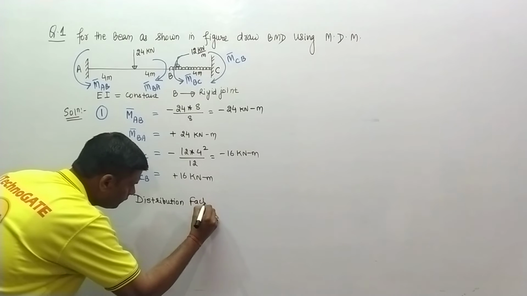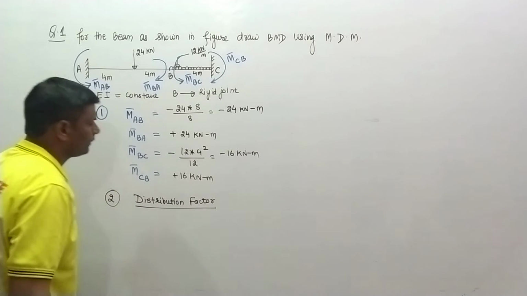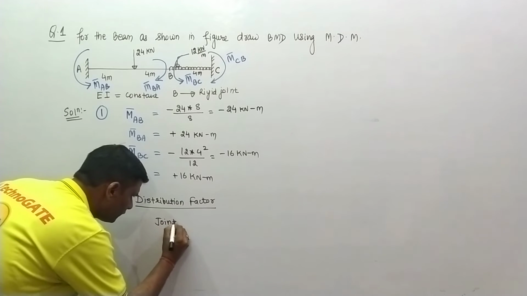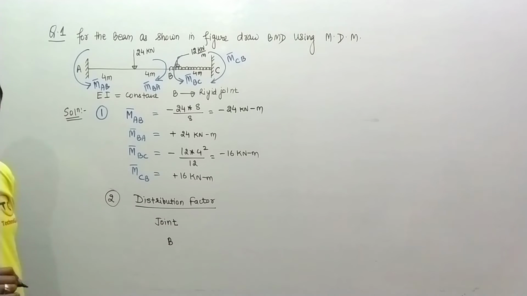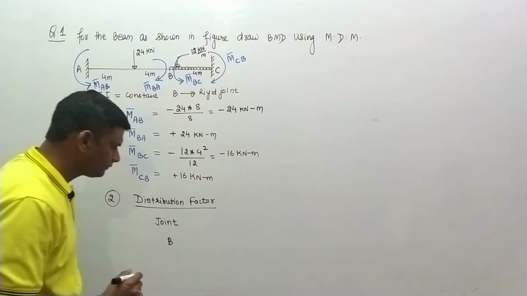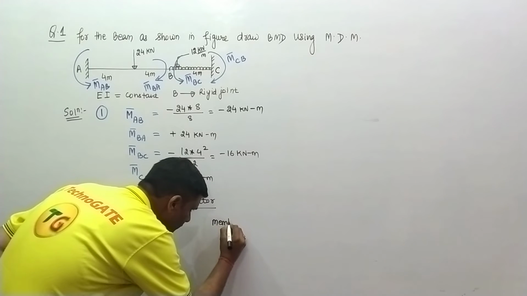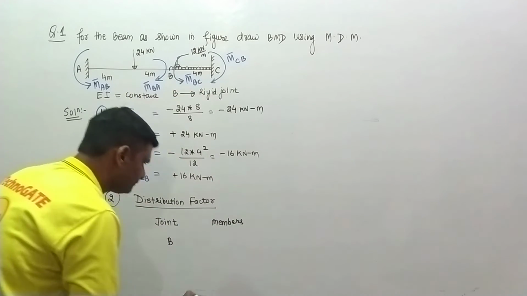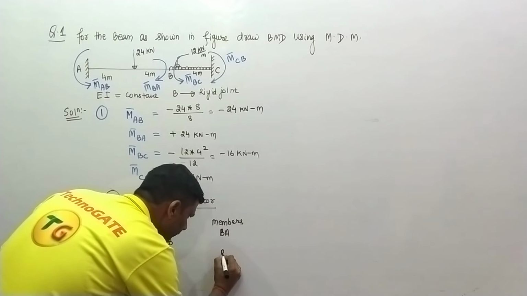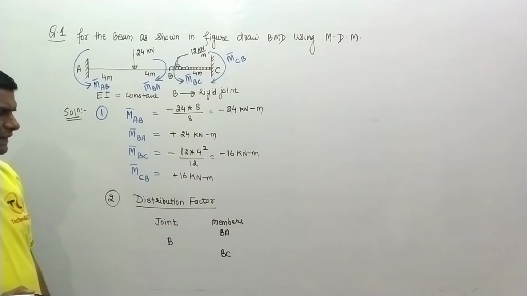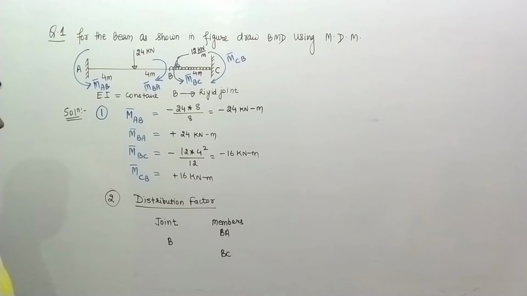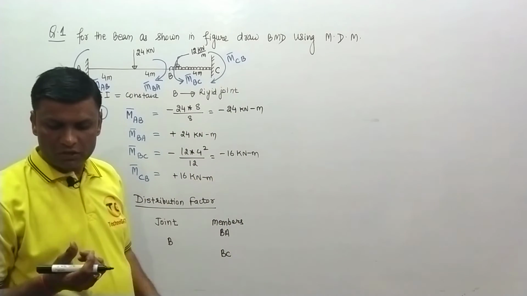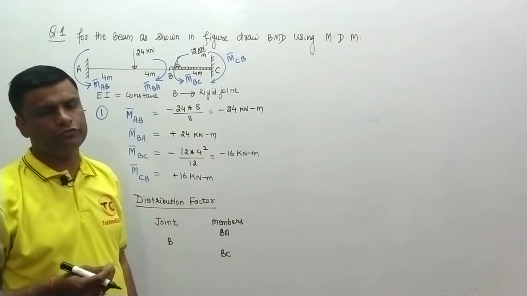So the second step is distribution factor. Only the joint B is there at which the distribution factor needs to be calculated. At joint B, the members meeting are BA and BC, two members meeting at this particular joint. Now, what is basically the distribution factor? The formula is K divided by summation of K.